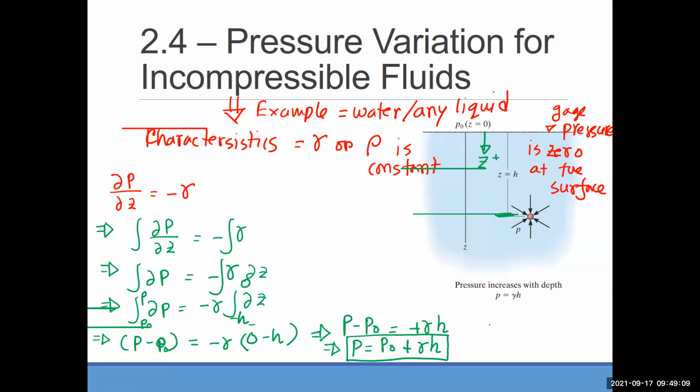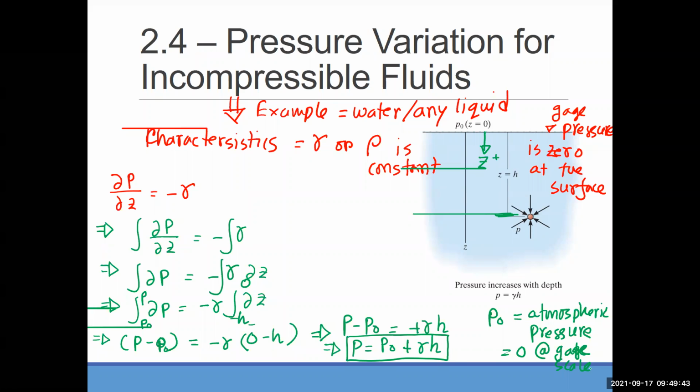And who can tell me P naught is actually what? Again, 1 extra point. P naught is 0 in what scale? Gauge. So in general, it should be atmospheric pressure, right? So it will be 0 at gauge scale. And if I use the absolute scale, it will be either 101.3 kilopascal or 14.7 psi, right? Okay, those of you who gave me the correct answer today, write down that note on your homework too. I will give you 1 extra point.